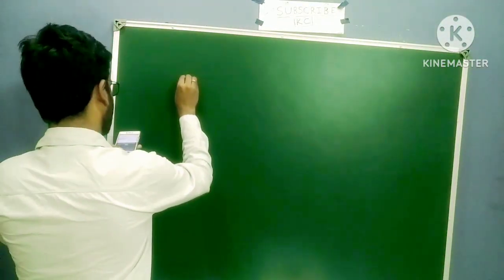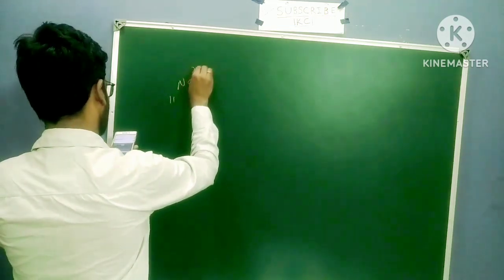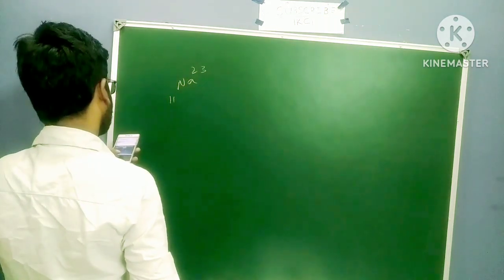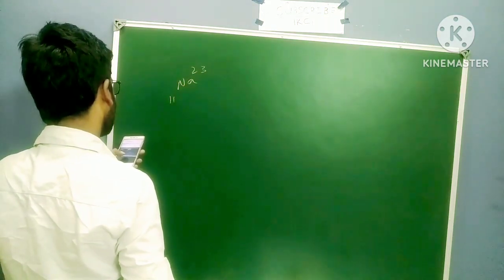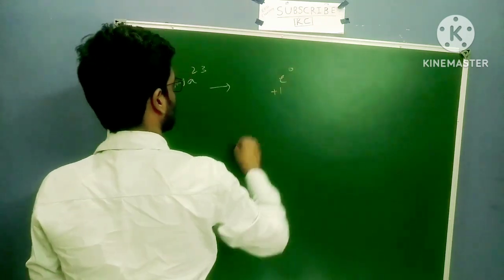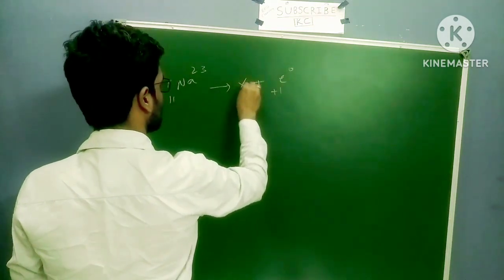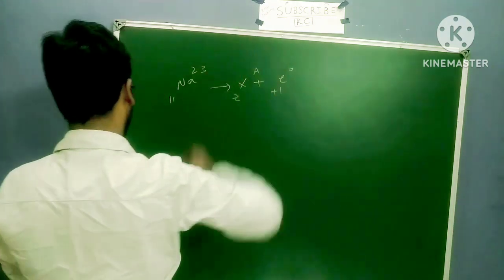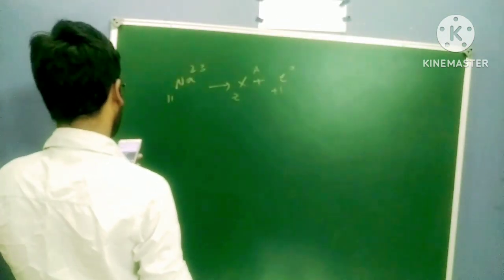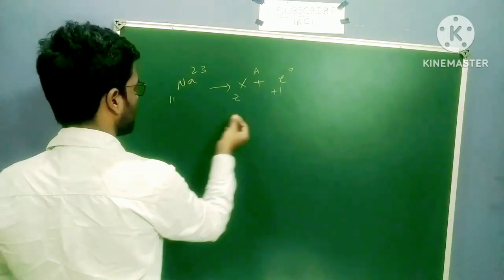I am taking sodium 11-23. Given that a positron is emitted from this nucleus, what is the ratio of the atomic mass and atomic number? Suppose a positron is emitting here. Positron means electron plus 1 0, or beta plus 1 0. I don't know which nucleus is forming here, Z, A. Then you have to calculate the ratio of mass number to atomic number.